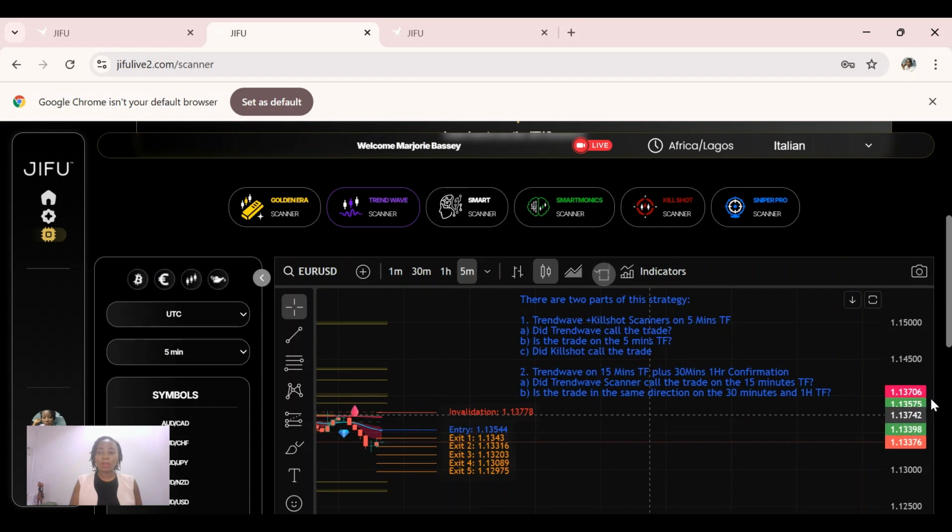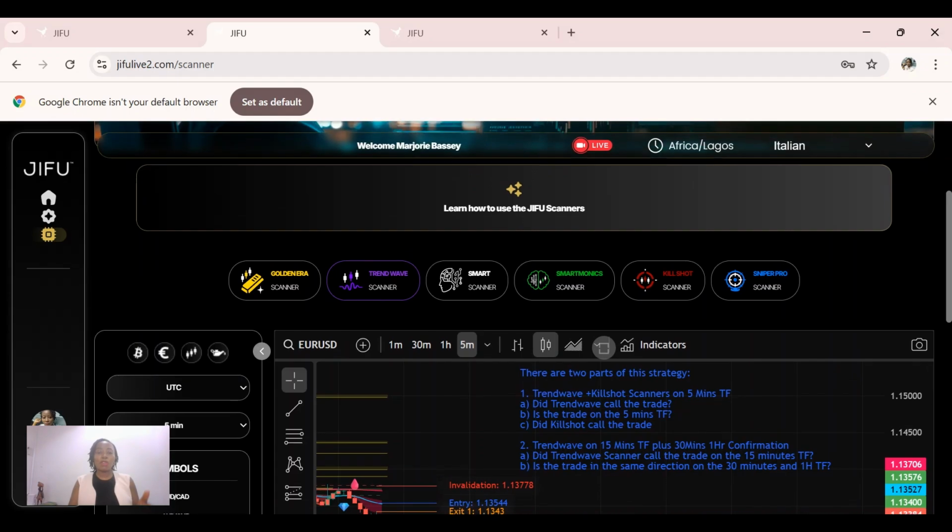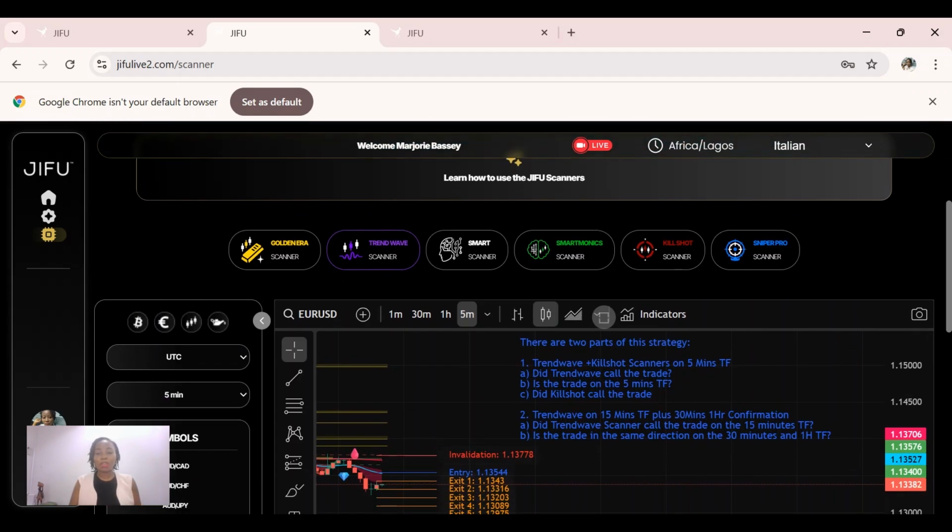Once I leave this interface, the screen will wipe off. I've shown you with a live trade that is going on how these trades are happening. The trend wave scanner is a gold mine. And how easy is the strategy, when you can choose which one you want to do, either the first part of the strategy alone or the second part of the strategy.